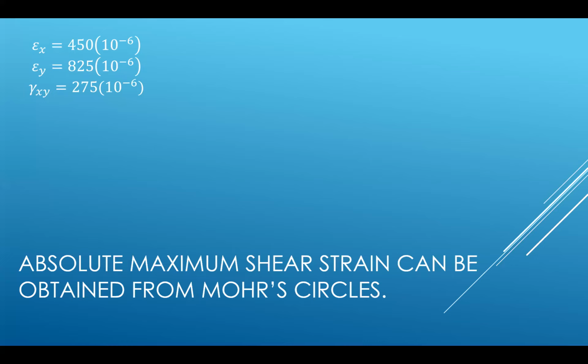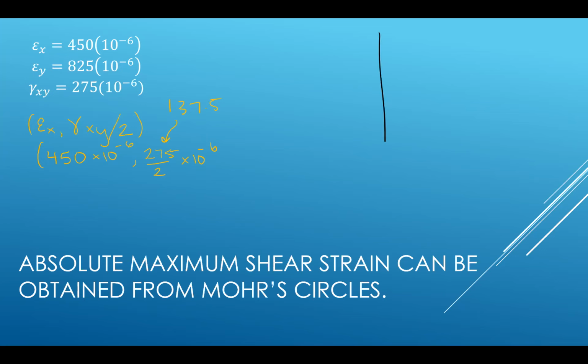Here we have a strain state that is given. And if we want to draw a Mohr circle for this strain state, we would start by plotting the point strain of x, gamma xy over 2. So that's going to be the point 450 times 10 to the negative 6, comma, oh, I apologize. When this is strain, remember we need to divide by 2. So then this next point will be 275 over 2 times 10 to the negative 6, which is 137.5.